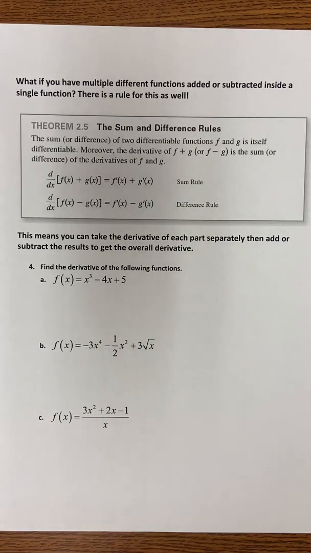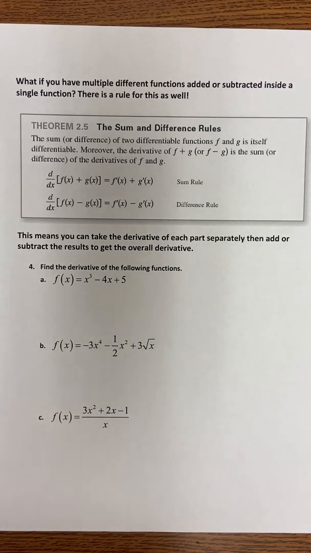Okay, in addition to multiplying by a constant, we also have a convenient rule. It's where if we have multiple types of functions, and they are being added or subtracted, we can take the derivatives and add or subtract the derivatives to get the total of the derivative. So we're picking up now in 2.2.